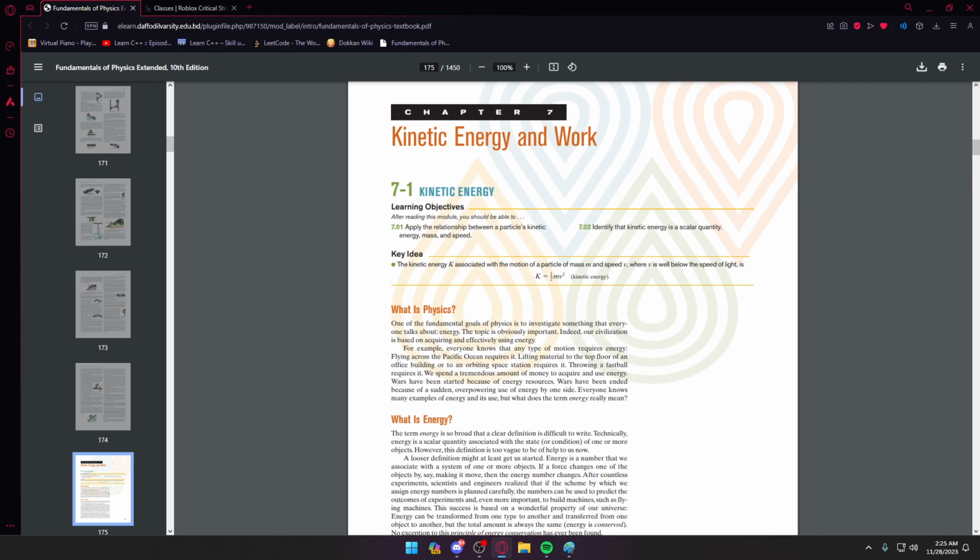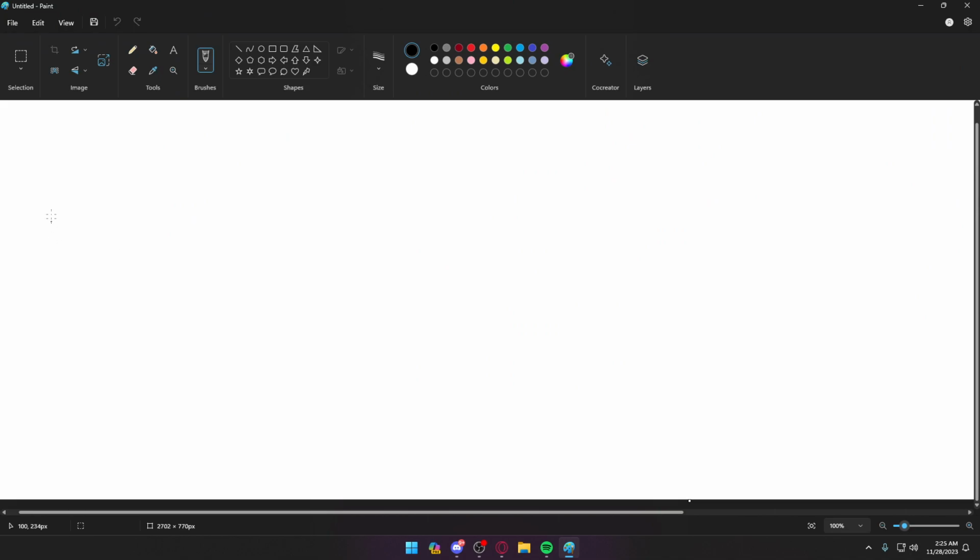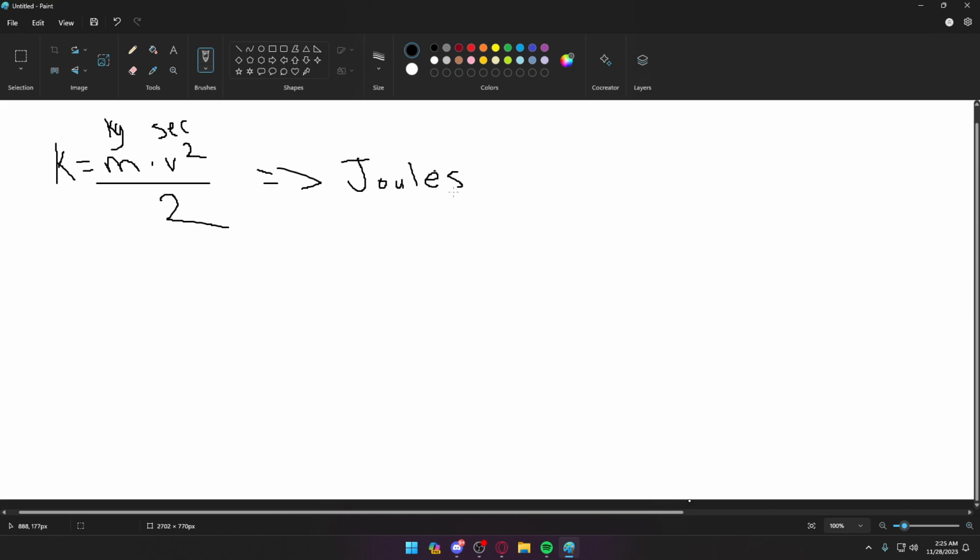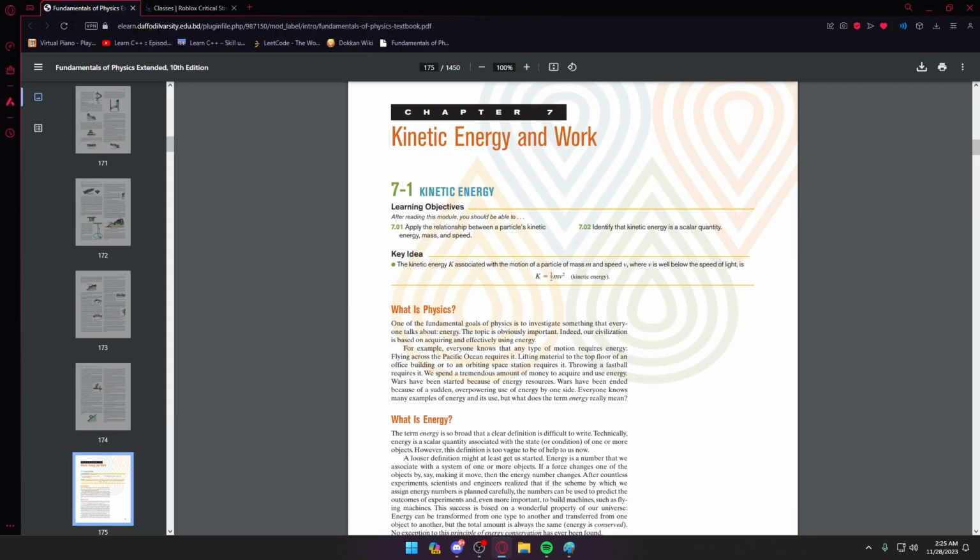So the first thing we're given is kinetic energy, right? And the key idea of this chapter, chapter 7, is that K, which is kinetic energy, equals 1/2 mv squared. So let's write that over here. K equals, an easier way of rewriting it, mv squared over 2, right? Where m is the mass, and it's usually in kilograms, right? And velocity is in seconds. And whenever you get that out, you're going to receive your answer in a measurement of joules. So pretty simple.